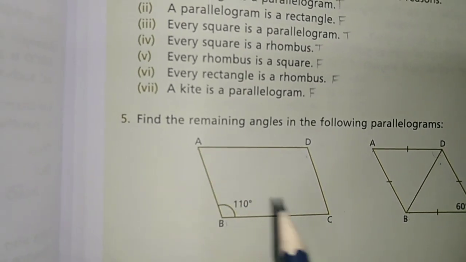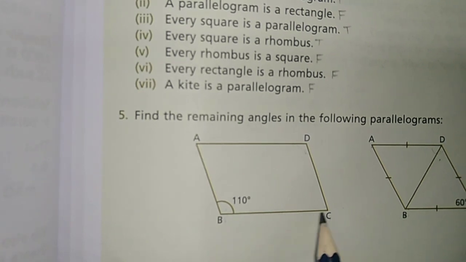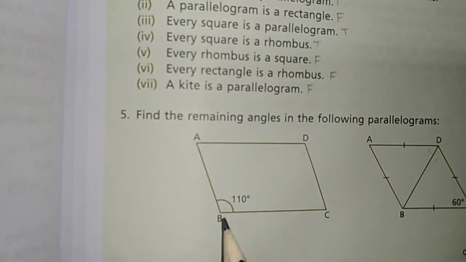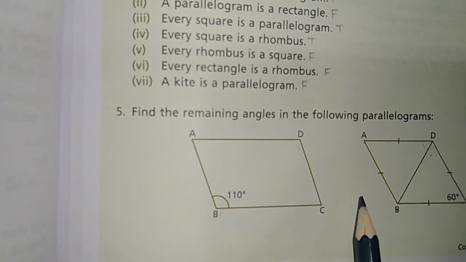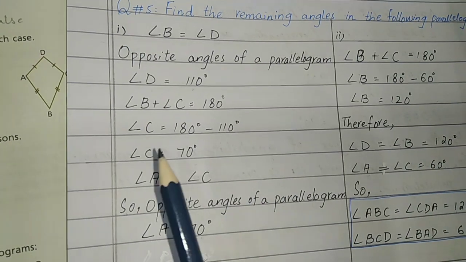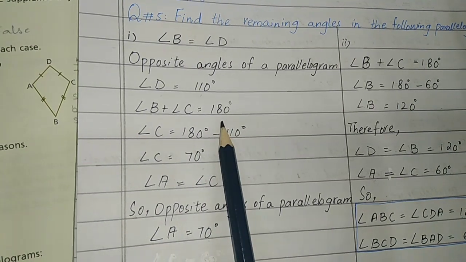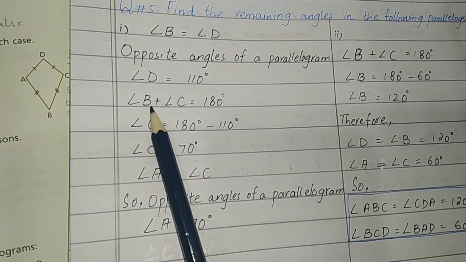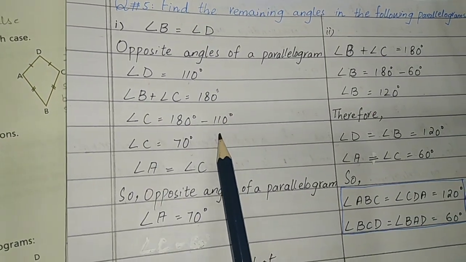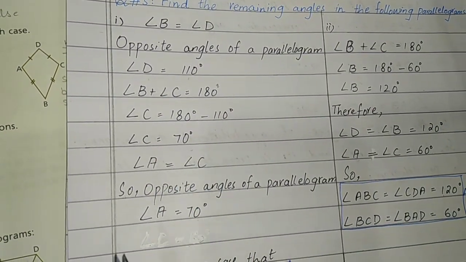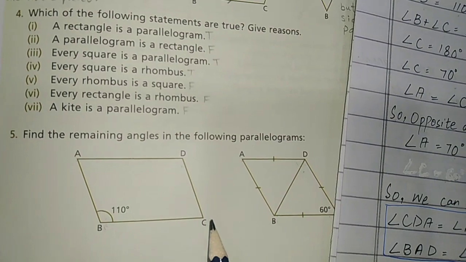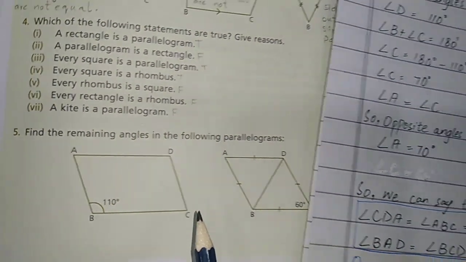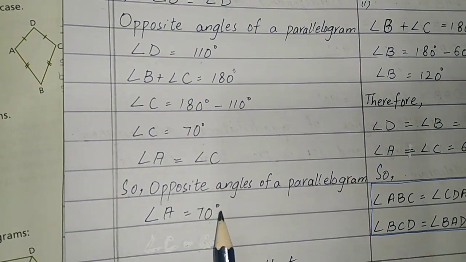Now we have to find angles A and C. Angle B and angle C are adjacent supplementary angles. Their sum is equal to 180. So angle B plus angle C equals 180. Angle C is what we have to find, and angle B is 110, so it goes to the right-hand side as negative, and we get angle C equals 70 degrees. Now angle A and C are the same because they are opposite angles of a parallelogram. So angle A is equal to angle C, that is 70 degrees.